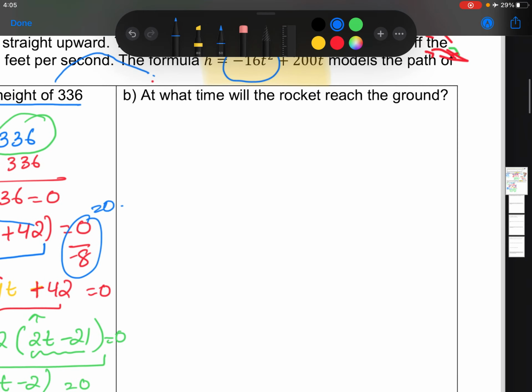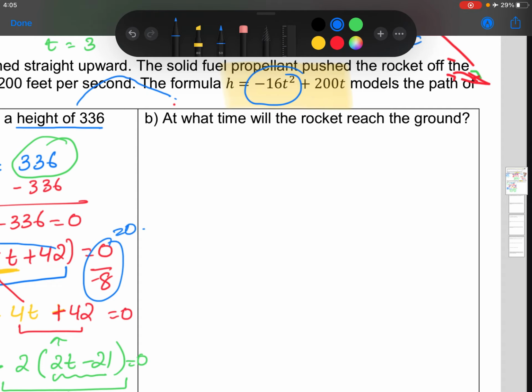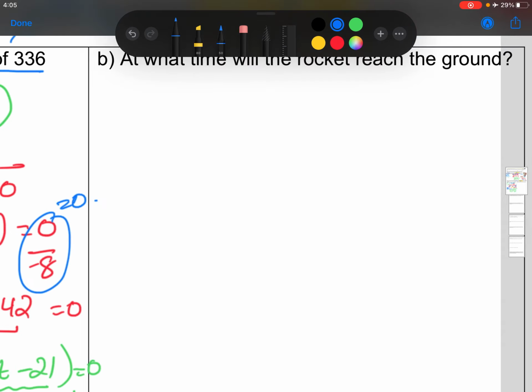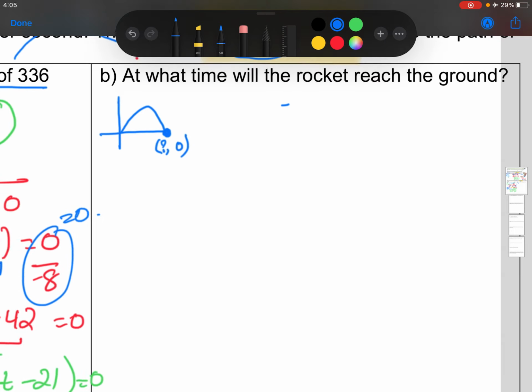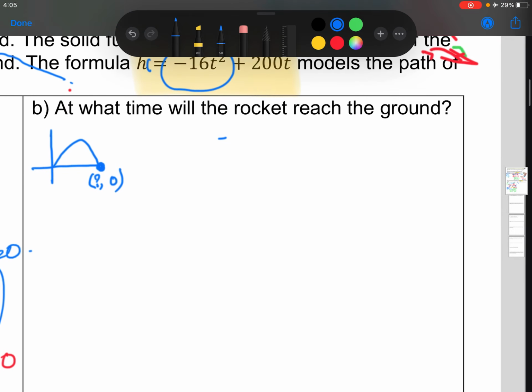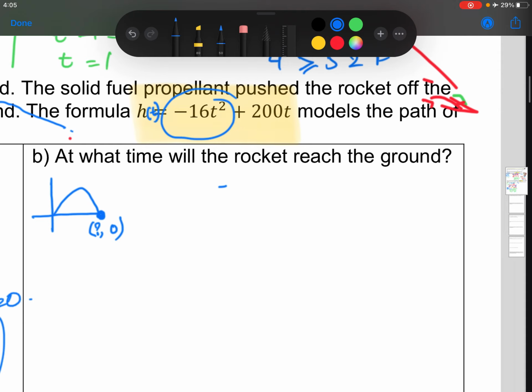Okay, so now let's start with part B. At what time will the rocket reach the ground? So think about it. If this was your rocket, when it reaches the ground, I need to know this point. When I want to find this point, I know one of the coordinates. This is the x-intercept. My y is always going to be 0. So I want to find my x. So what does that mean? That my y, or h of t, it should be h of t here, and we're just missing that t in here. So if you want to go back and put that in, h of t would be 0. So it's going to be 0 equals negative 16t squared plus 200t.